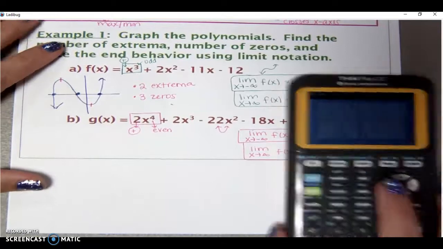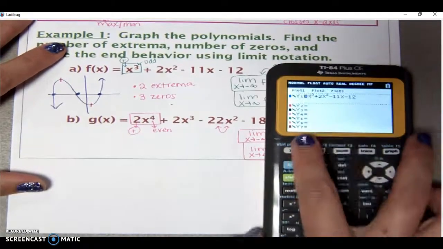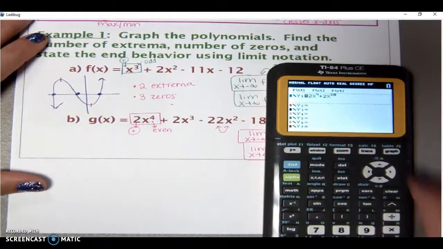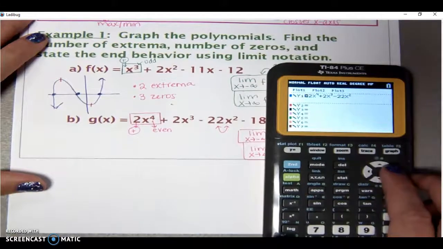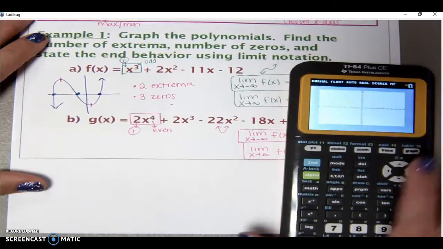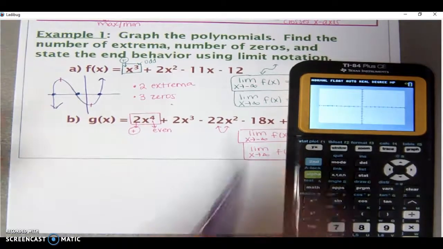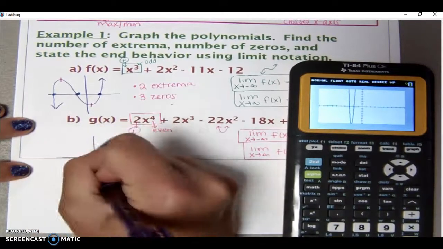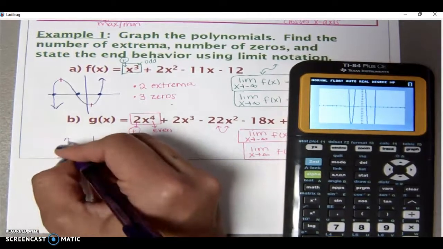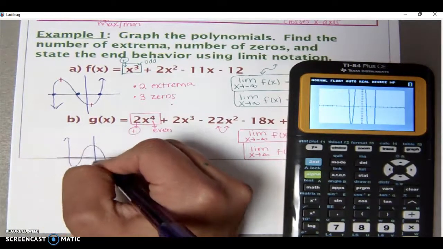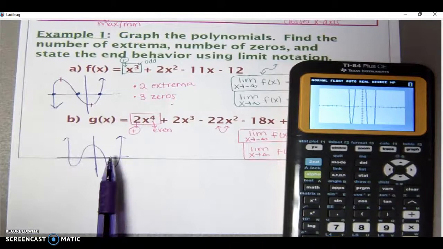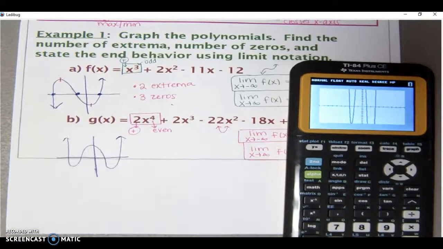Alright, so now we're just going to confirm with the graph. In your y equals, we'll just type this equation in. This graph has a shape similar to this. If you look, our ends are the same. Now there's more going on in the middle, but our end behavior was correct.